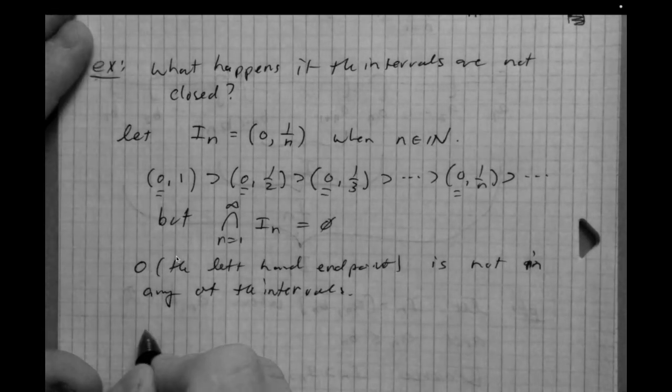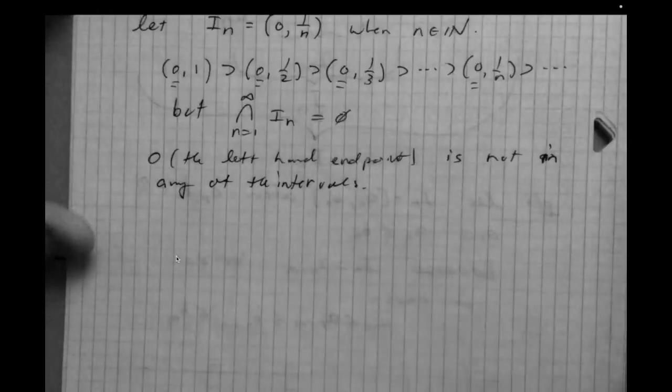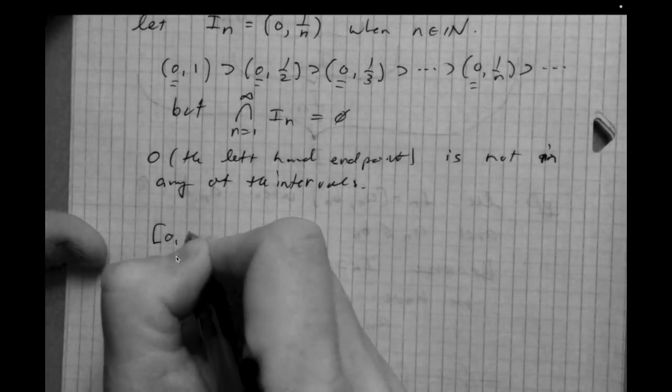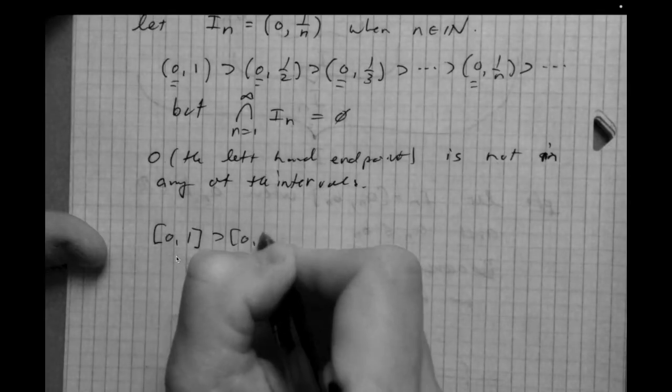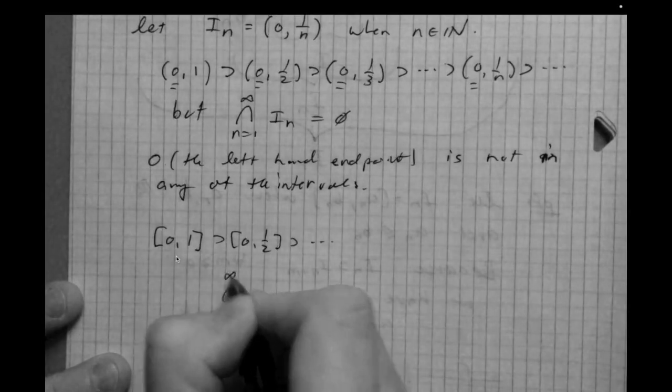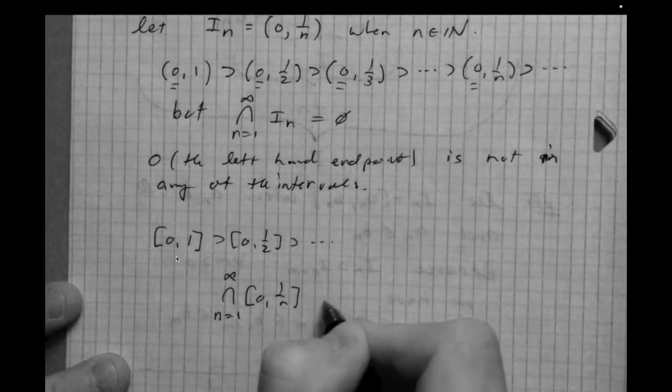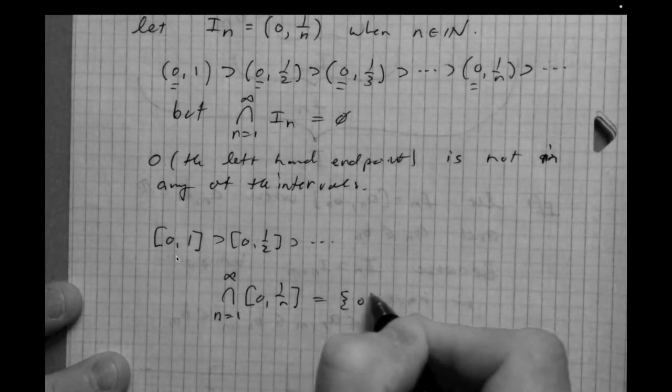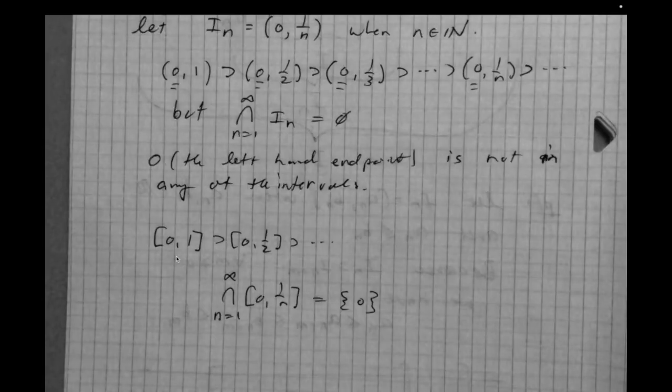But if you were to change how the intervals are defined and you make them like this instead, then the intersection here is definitely going to be 0. Right? It's just going to contain that one point, 0. And so the fact that the intervals are open matters for the nested intervals property. Okay, very good.